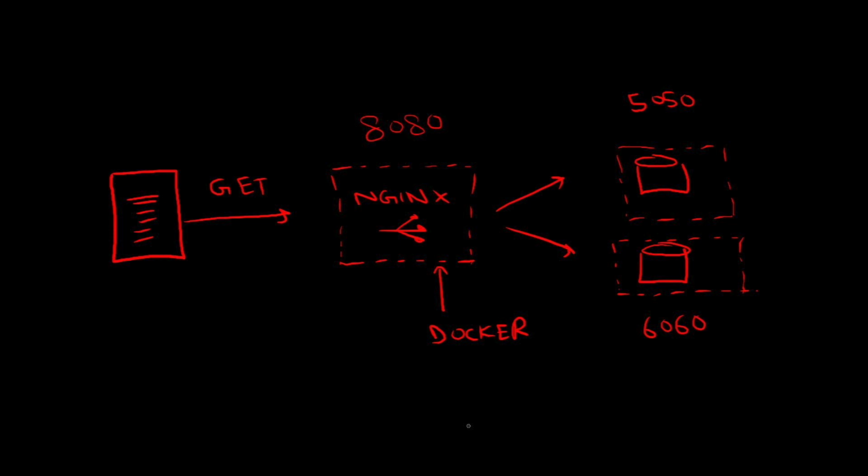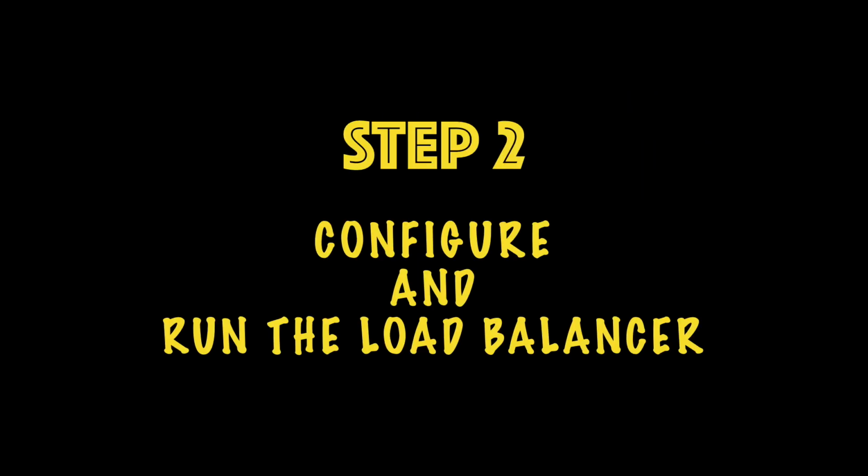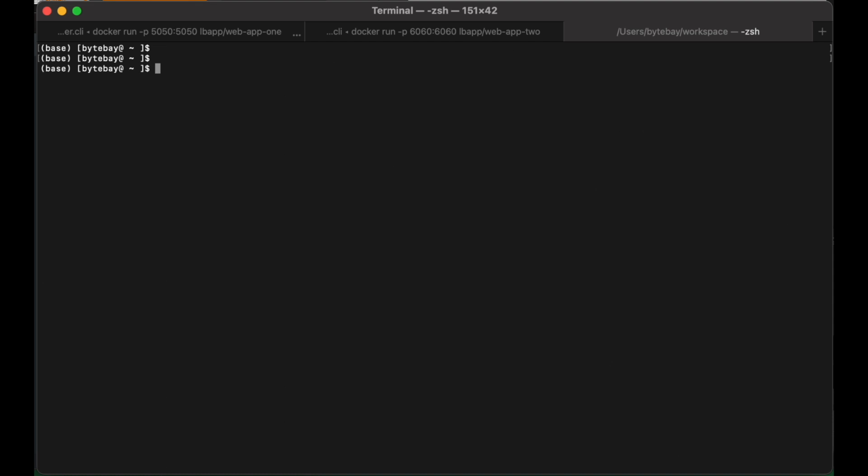Okay, what is next? Step 2. Configure and run the load balancer. Create a directory for the Nginx configuration file. Let's say it's lbconfig. We will open the terminal window and create a directory for lbconfig. In that, we will create an Nginx conf file and we will add the following configuration to it.